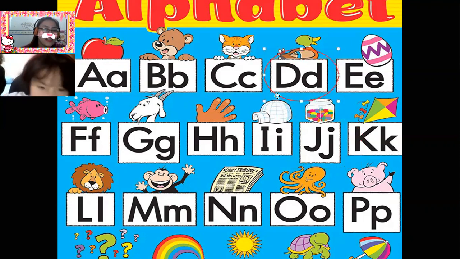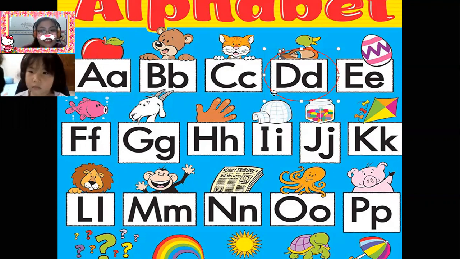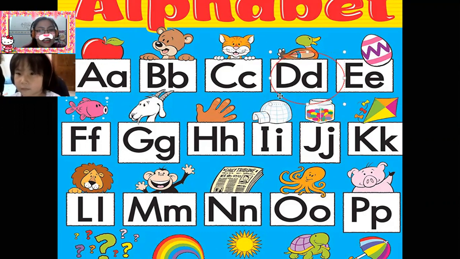Okay, so what about this one, Tina? What letter is it? J. This one, look at this. What letter is that? This one, can you see it? Letter D. Okay, repeat after me, Tina. Very good. D. D. Very good, Tina. I'll give you another big star.